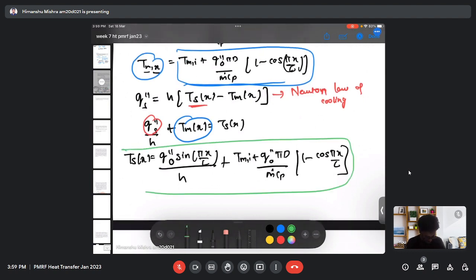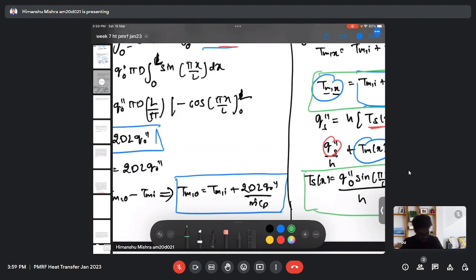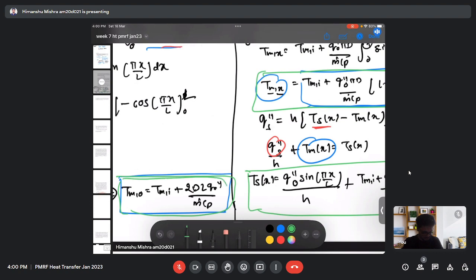So this is my expression for the surface temperature, which depends on the location X. And this is my expression for the mean temperature, which depends on the location X. And this is the expression for the mean temperature at the end of the pipe. So when we substitute X equals L here, we will get this expression only.